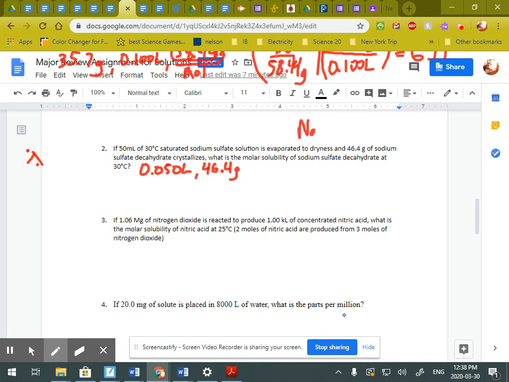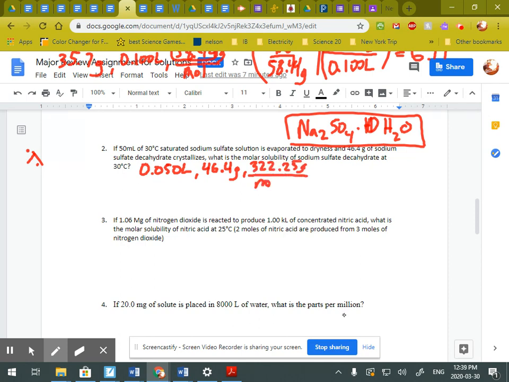We've got sodium sulfate, whoop, that's 10, decahydrate. So our molar mass needs to take all of that into account. So I'm going to do 10 waters. Water's 18.02. 10 of those, plus 4 oxygens, plus a sulfur, plus 2 sodiums. Okay, I got a molar mass of 322.25 grams per mole. Okay, and it's the exact same setup as the question above.